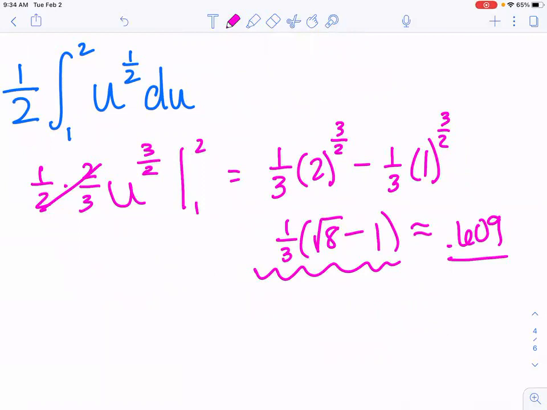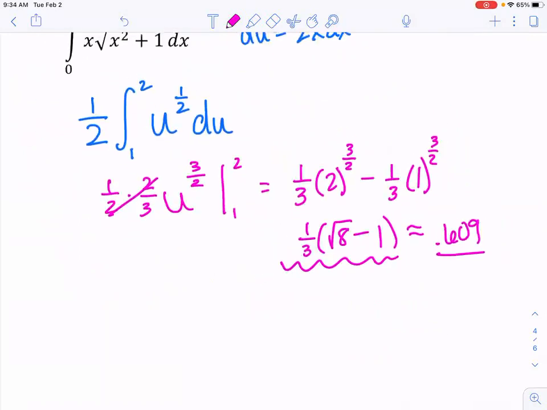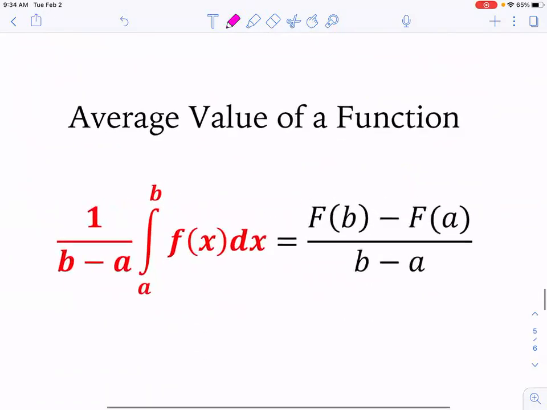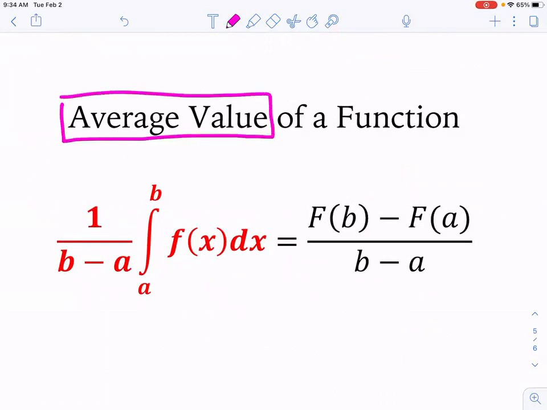All right, the last concept I want to talk about before we take a break for our quiz review tomorrow is the concept of average value. So now we have to keep straight average rate of change versus average value.